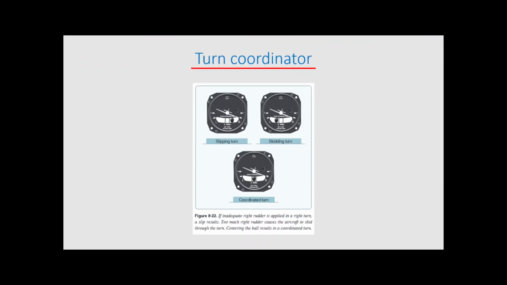This tells us information about the quality of our turn. If we see the wings pointing to this little line here, or this one over here, we are in a standard rate turn, and we will make a 360-degree turn in 2 minutes. We want to see the ball centered here. That tells us that we are in a coordinated turn. If the ball is off to the right or to the left, we want to step on the ball and go to this, a coordinated turn.